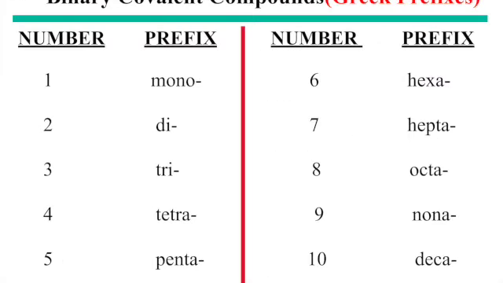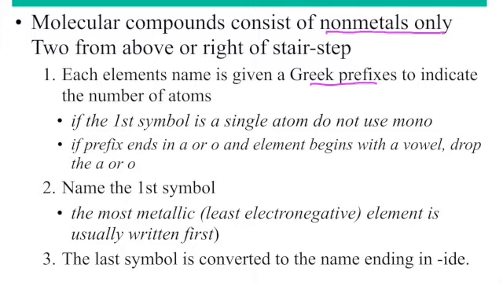Greek prefixes are like this. If there is one, you use the term mono. If there are two, you use the term di, and you put that in front of the element's name. 3, tri. 4, tetra. 5, penta. 6, hexa. 7, hepta. 8, octa. 9, nona. And 10, deca. We're going to put this prefix in front of the element's name to indicate how many are there.